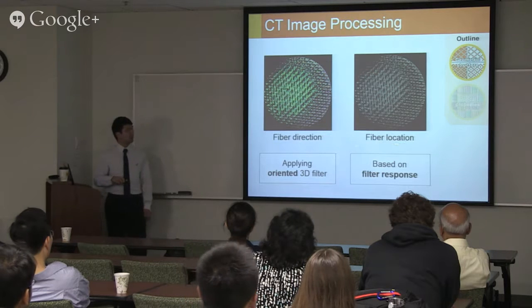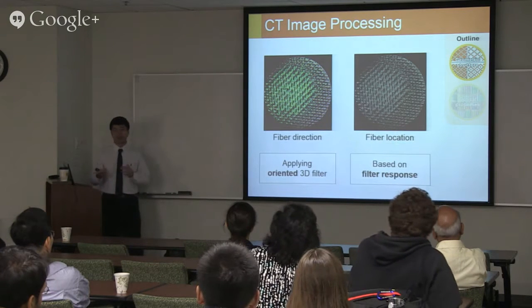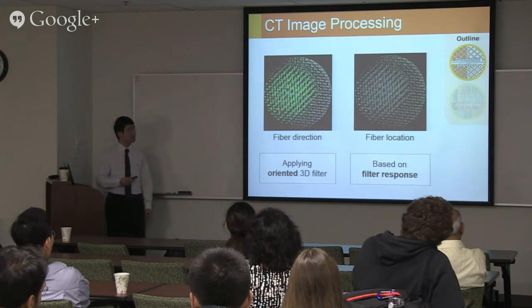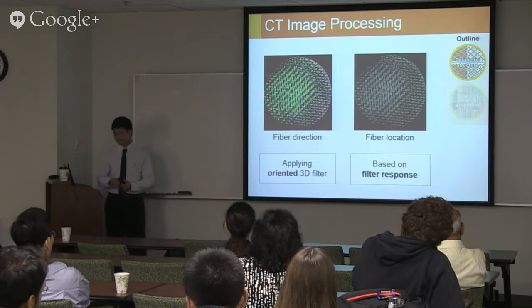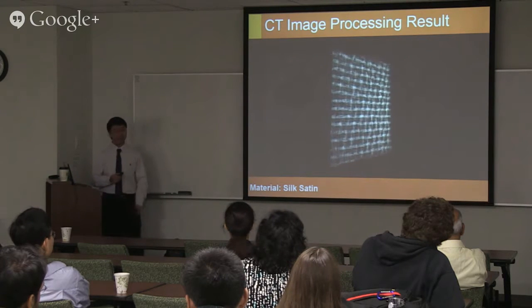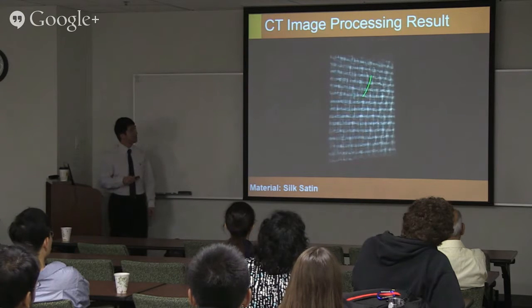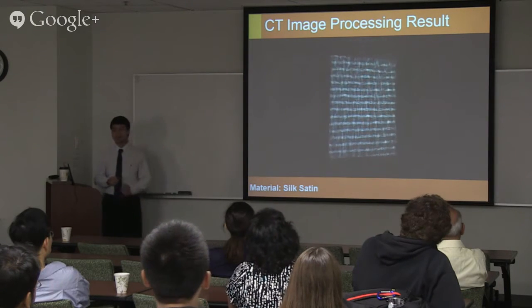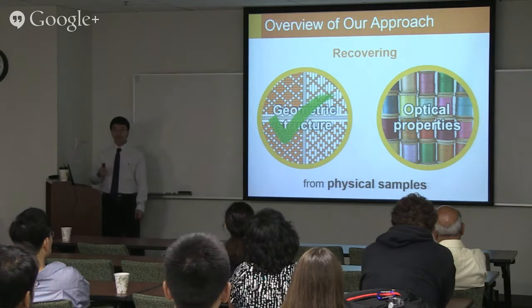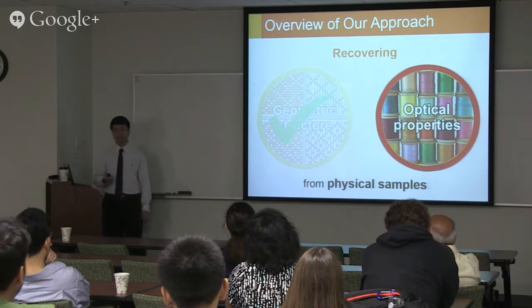So after that, to obtain the fiber location, we basically look at the filter response from the previous step. If the response is greater than a certain threshold, then we consider a certain point as being fiber. This is a 3D visualization of the resulting density field for silk satin. Hopefully you can see the vertically going fibers on its ground surface. We have got the structural information of a physical sample. Now let's look at how to obtain the optical ones.